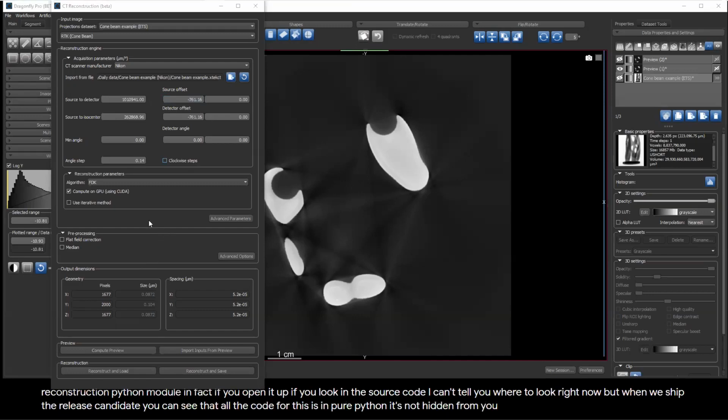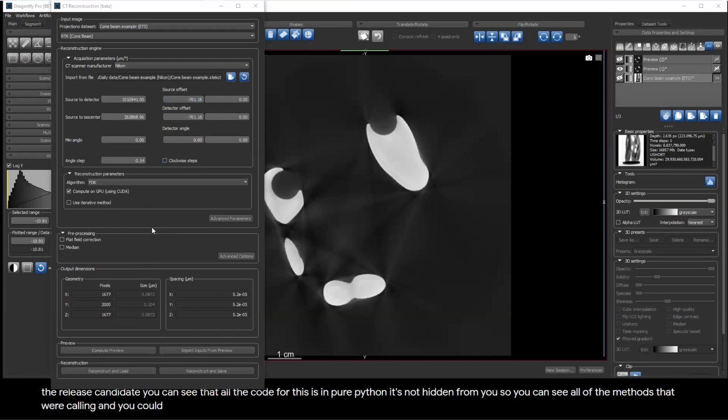It's not hidden from you, so you can see all of the methods that we're calling, and you could recall them on your own. So it is available and usable for you.